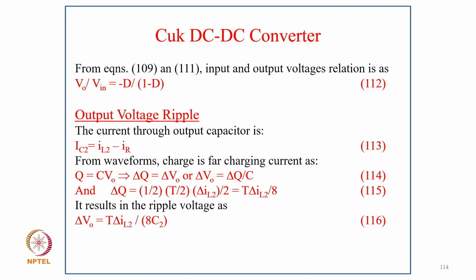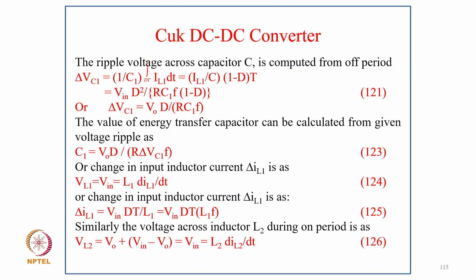Now the output voltage ripple. The current through the output capacitor is IC2 equal to IL2 minus IR. From the waveform, for the charging current, delta Q equals C delta Vo, or delta V equals delta Q upon C. Delta V equals half times T by 2 times delta IL by 2, and that becomes T delta IL2 by 8, which results in the ripple voltage delta Vo equal to T delta IL by 2 divided by 8 C2.